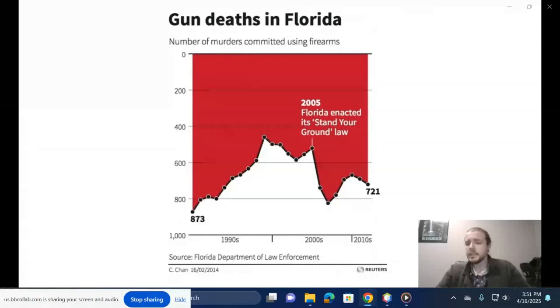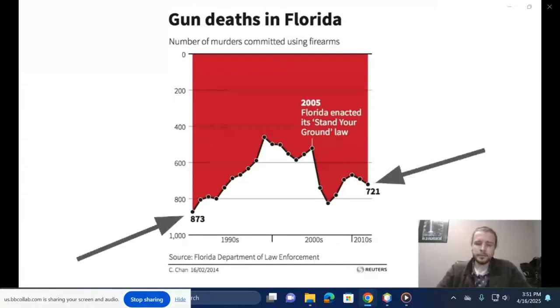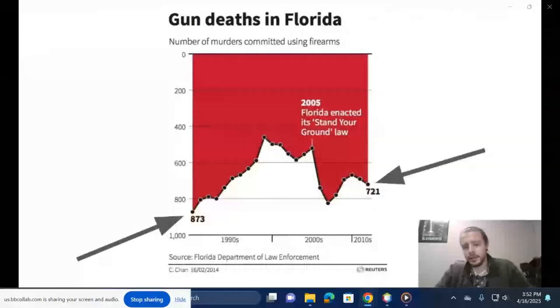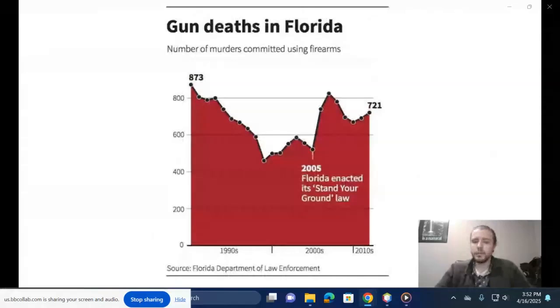2005, Florida enacted its stand your ground law, and number of murders committed using firearms seems to go down, right? If you look at it a little closer, maybe here, those numbers aren't in the right spots. The chart's upside down. Again, this is a gold standard for misleading visualization. They inverted the axis. The 0 is at the top. The corrected version shows that number of murders committed using firearms actually increases.